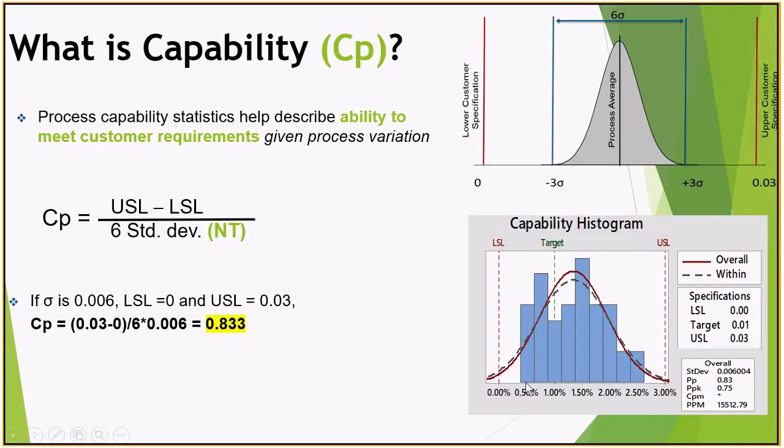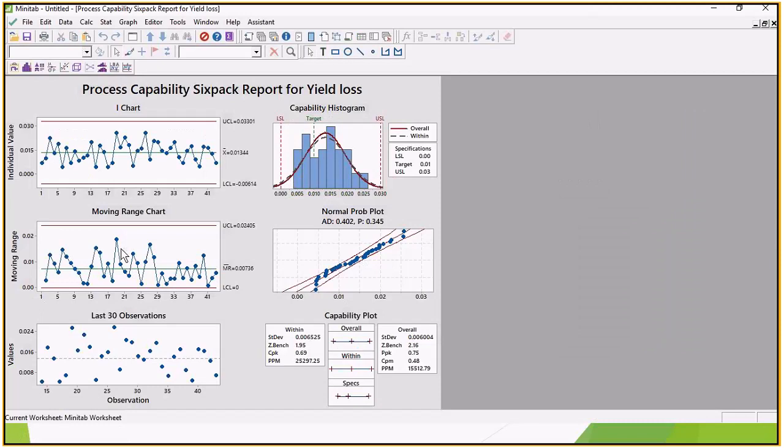Now if you want to calculate the CP for the within, you will have a different standard deviation. I can show you in Minitab. Let me minimize this and enlarge this. Yeah, so you can see here CP is 0.77 and PP is 0.83. The only difference is your standard deviation. The standard deviation here is 0.006004, which is the overall standard deviation, and this is the standard deviation of within, which is 0.006525. So this is why you have different values of CP and PP.